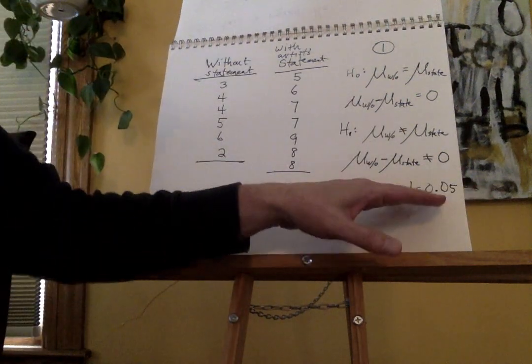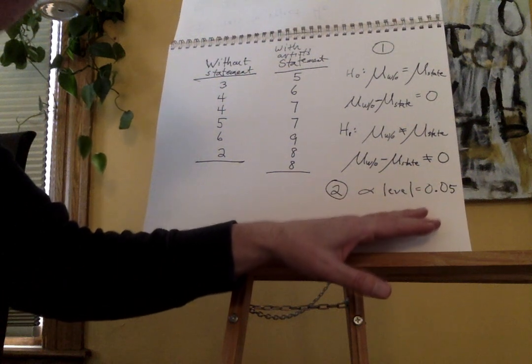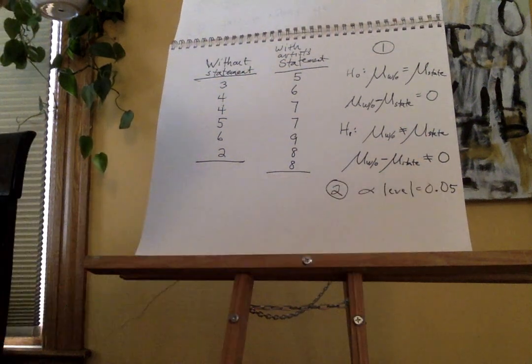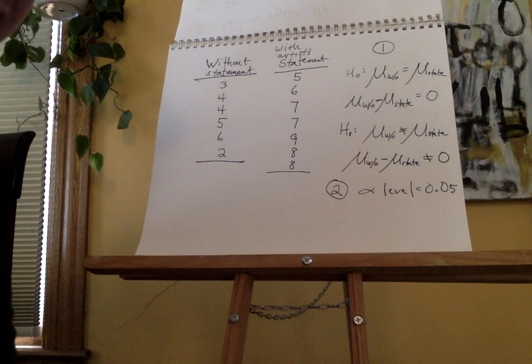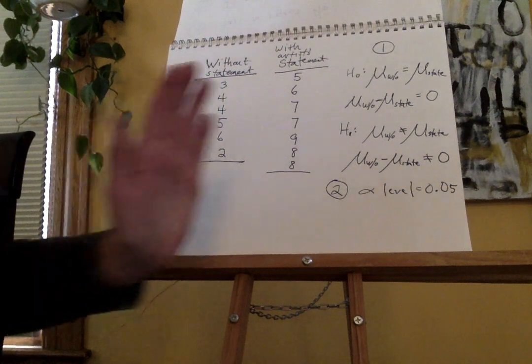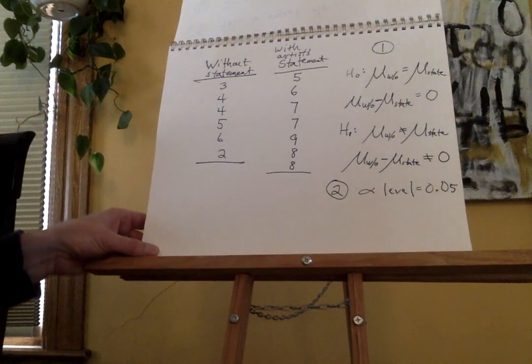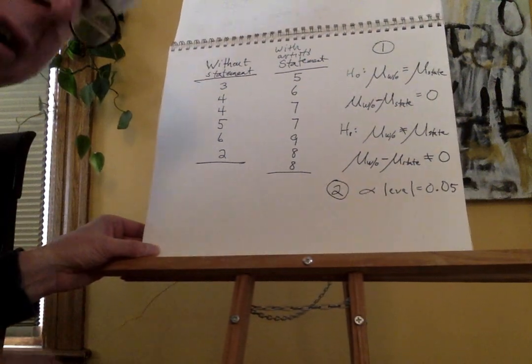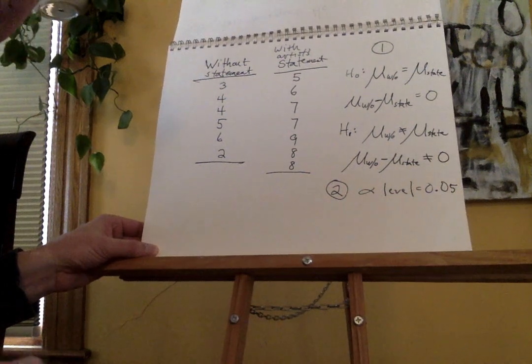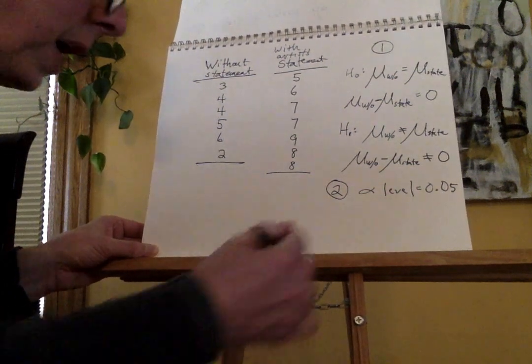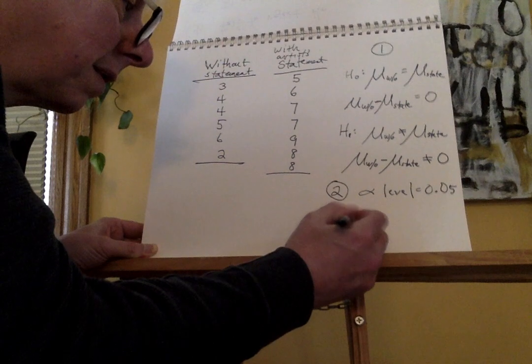Because remember, this is the probability of making a type 1 error. I don't want it any more than 0.05. Type 1 errors are no good, so I'm going to keep it low. I don't want to go too low because then it's going to be hard for me to see a difference. So 0.05 is kind of the standard level for significance. Okay. Now we have a T.